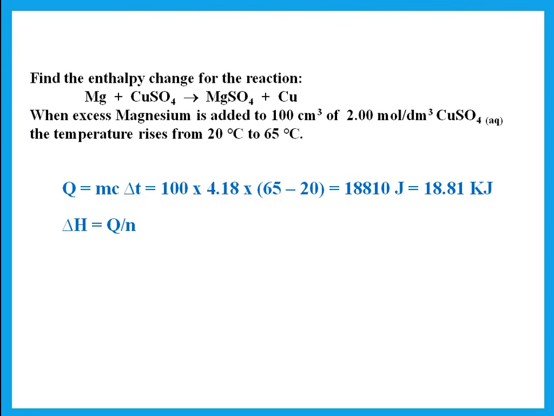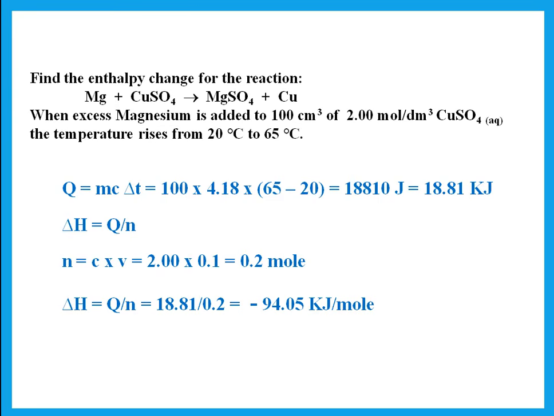Then I need to calculate delta H. Well, delta H is Q over N, so I need to calculate N. Now, how do I calculate N for this reaction? Well, what information do I have? He's talking about copper sulfate solution. He's giving me volume and concentration. So I use the equation that says number of moles is concentration times volume. So that is the 2 times, remember, if the volume is in centimeter cubed, you need to divide it by 1,000 before you put it into this equation. So this is 0.2 moles of copper sulfate. And that means to get delta H, I divide Q over N.